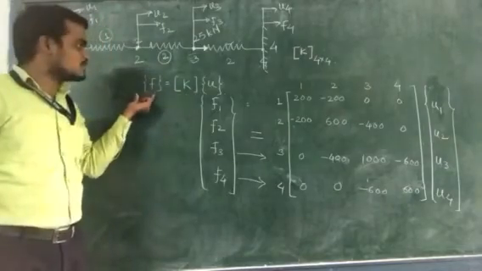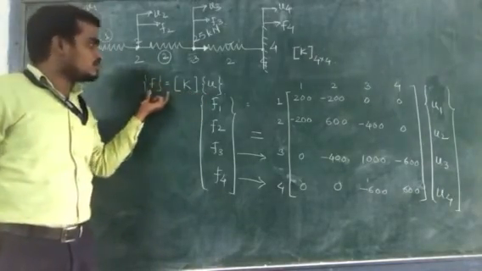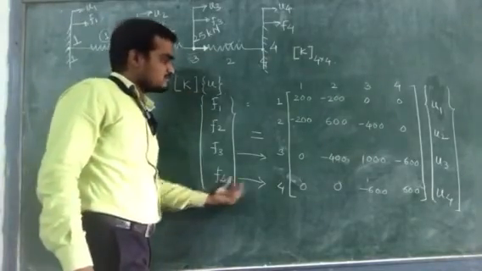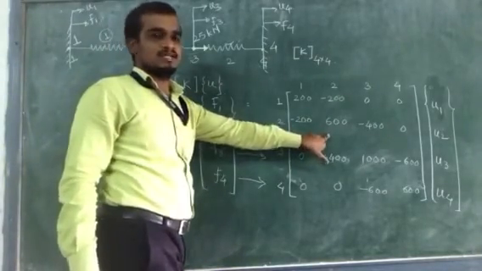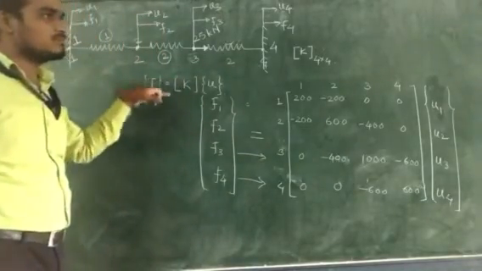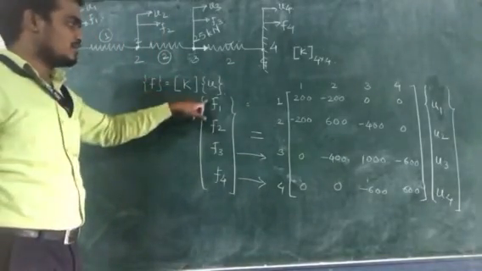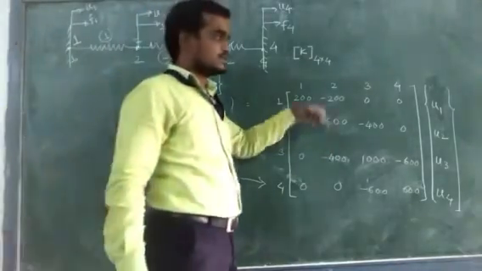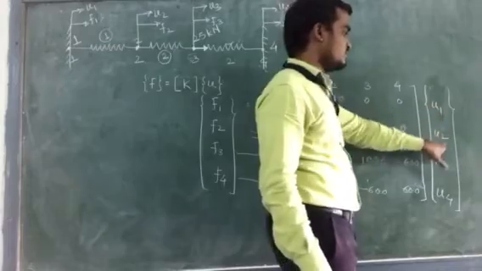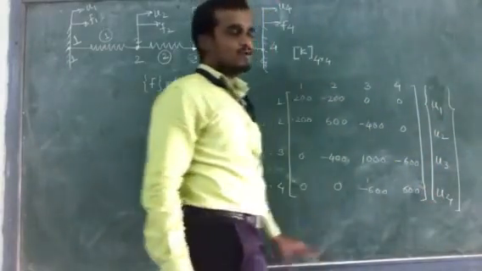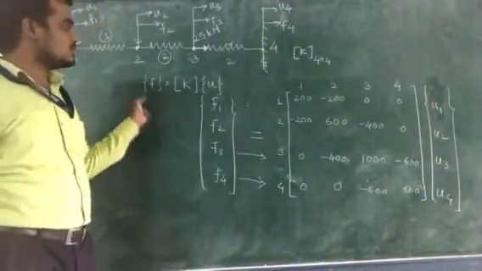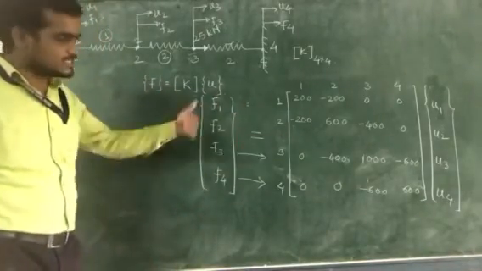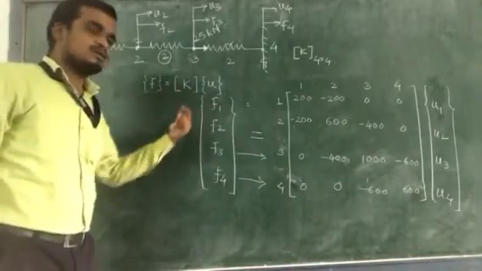Now we have written this force and displacement relationship by using the global stiffness matrix. As there are 4 nodes, there must be 4 equations. F1, F2, F3, F4 is equal to the global stiffness matrix into your displacement vector U1, U2, U3, U4. So in this way you can write these 4 equations. Now the next step is the application of the boundary conditions.